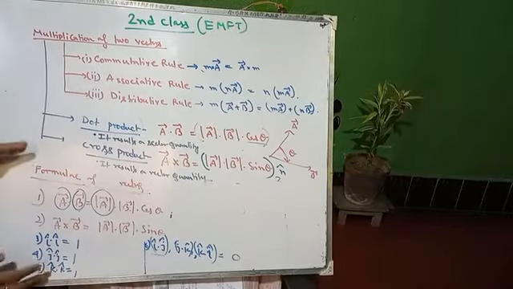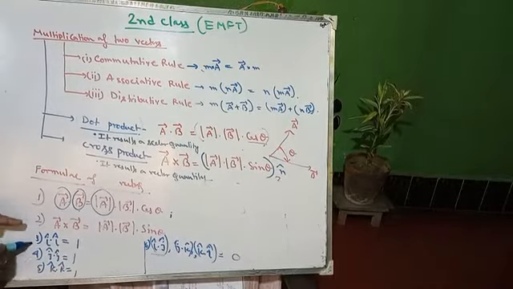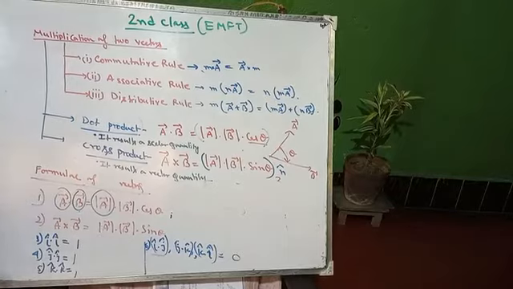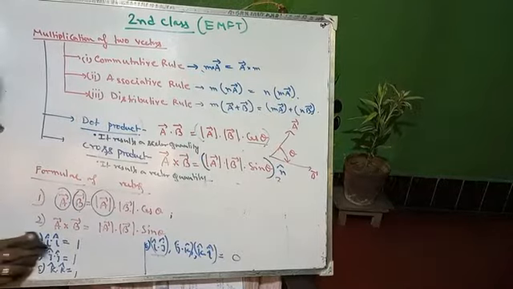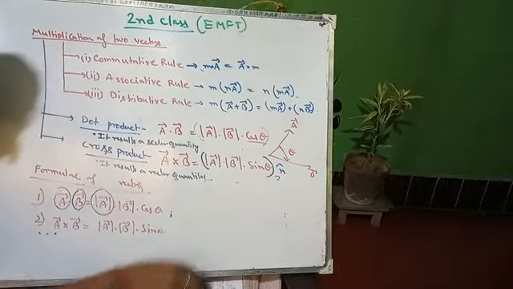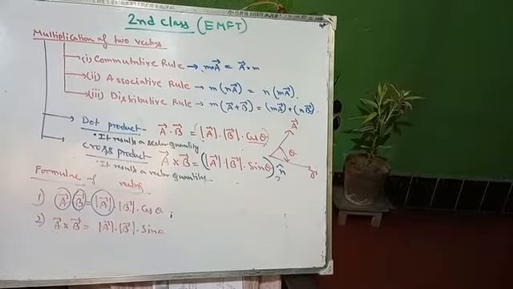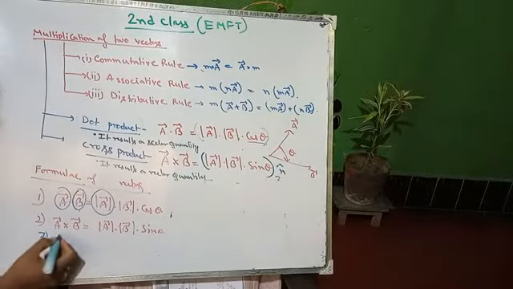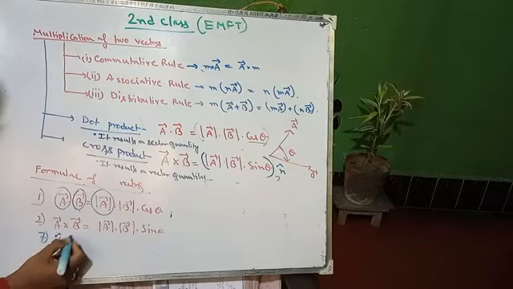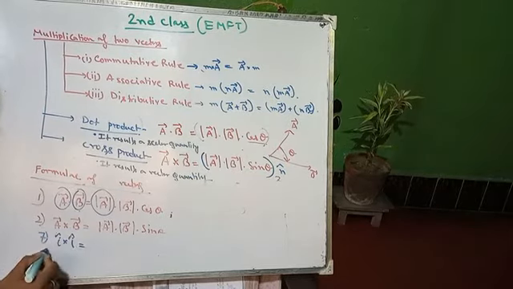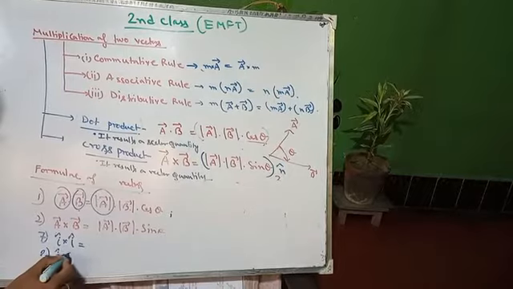So the formulae of the vectors are 1, 2, 3, 4, 5 and 6. Now move to 7, 8, 9 and 10. So what will be the formula of 7? It equals, so i cross i, how much? j cross j, how much?